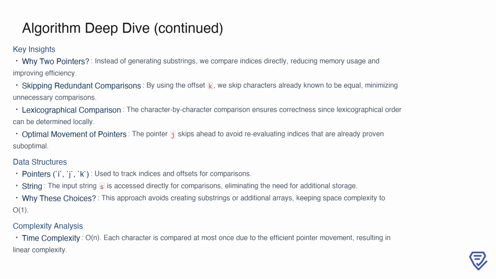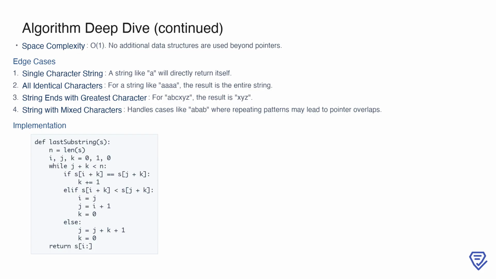For data structures, we rely solely on the input string and three pointers i, j, and k to track indices and offsets. This decision minimizes memory usage and keeps the space complexity at O(1). Analyzing the time complexity, the algorithm operates in O(n), because each character is compared at most once, thanks to the strategic movement of pointers. The space complexity of this algorithm is O(1), since no additional data structures are used beyond the pointers. Now, let's consider some edge cases.